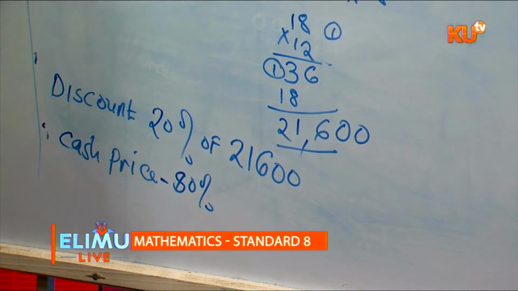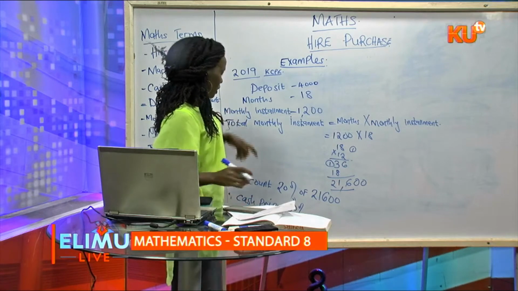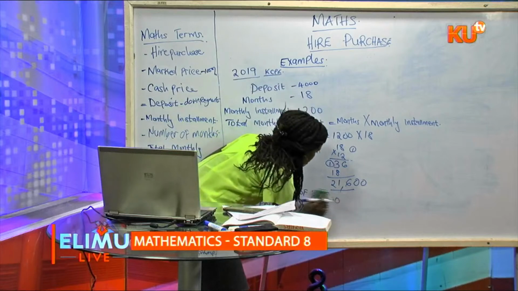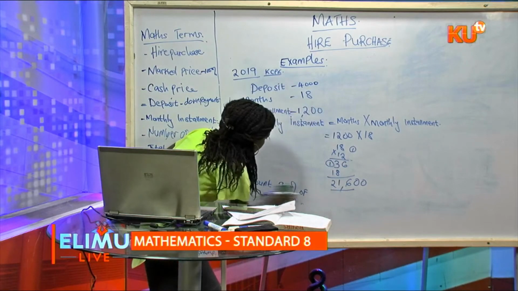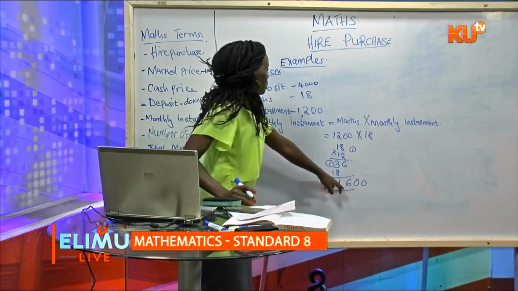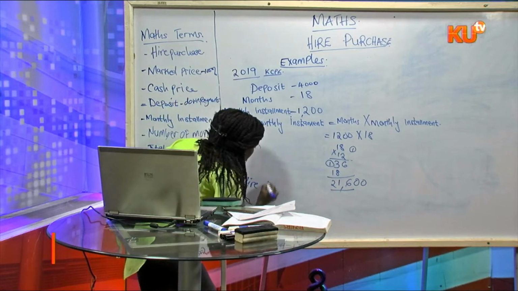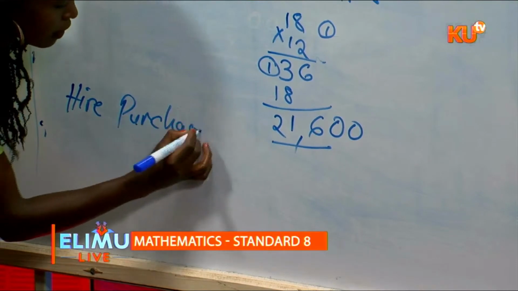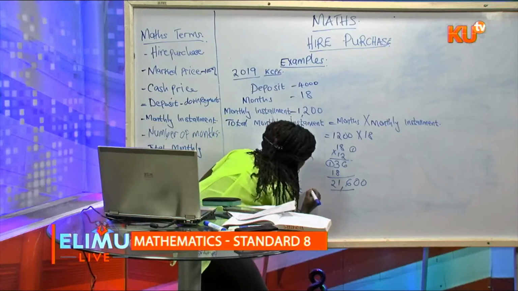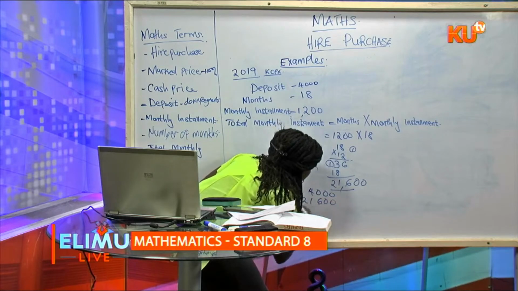We are comparing the hire purchase and the cash price. So this is not correct here. Sorry for that. Let's go back a bit. 21,600 was the total monthly installment. We get the hire purchase very fast. We know how to get this. Hire purchase, we take the deposit, which is 4,000. We add to 21,600.